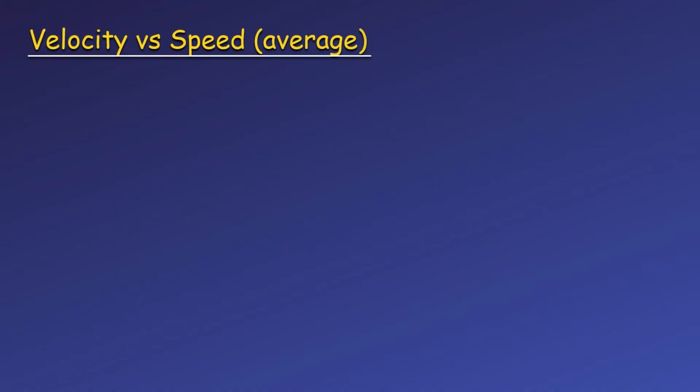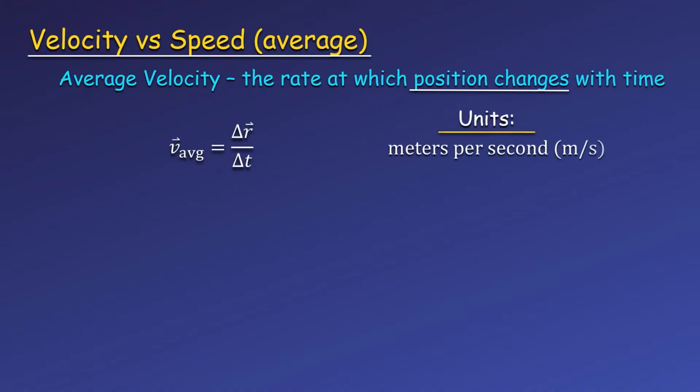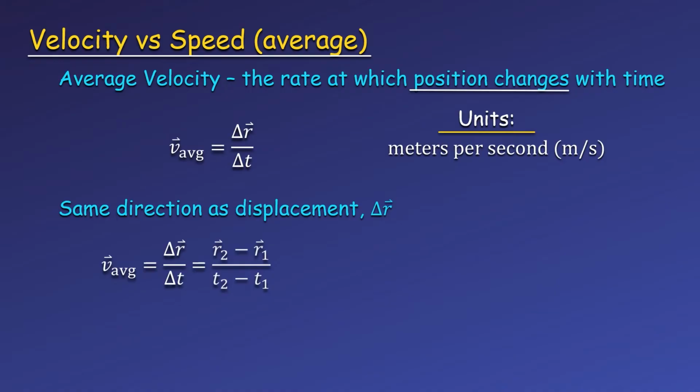Now let's move on to velocity and speed. Specifically, we'll look at average velocity and average speed. Average velocity is the rate at which position changes with time. And since the change in position is displacement, we can write average velocity as displacement over the time interval delta t. So the units are meters per second. As we can see, velocity is a vector and it has the same direction as displacement. The direction does not depend on the first or second position by themselves, but the difference between the two. We can expand delta r over delta t as final minus initial of each quantity. We can also use f and i to represent final minus initial instead of 2 and 1.